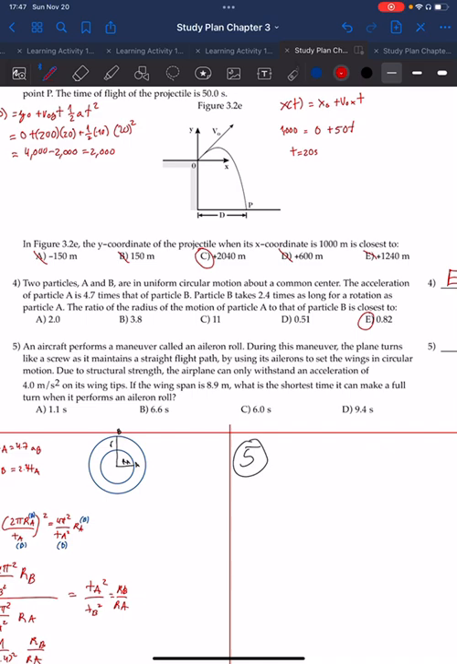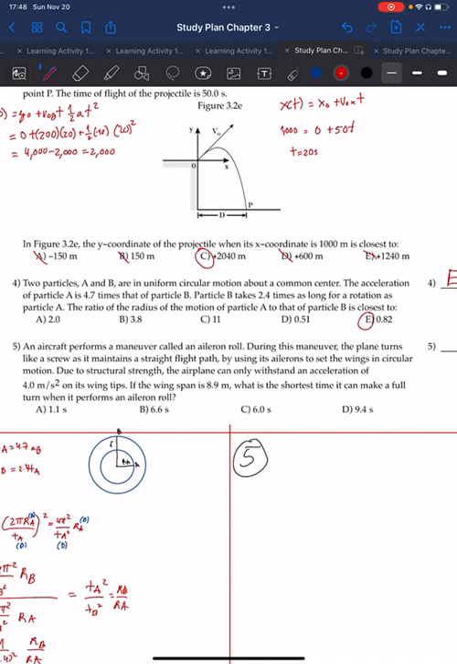Due to the structural length, the airplane can only withstand an acceleration of 4.4 meters per second squared on its wingtips. If the wingspan is 8.9 meters, what is the shortest time it can make a full turn when it performs an aileron roll? Okay.